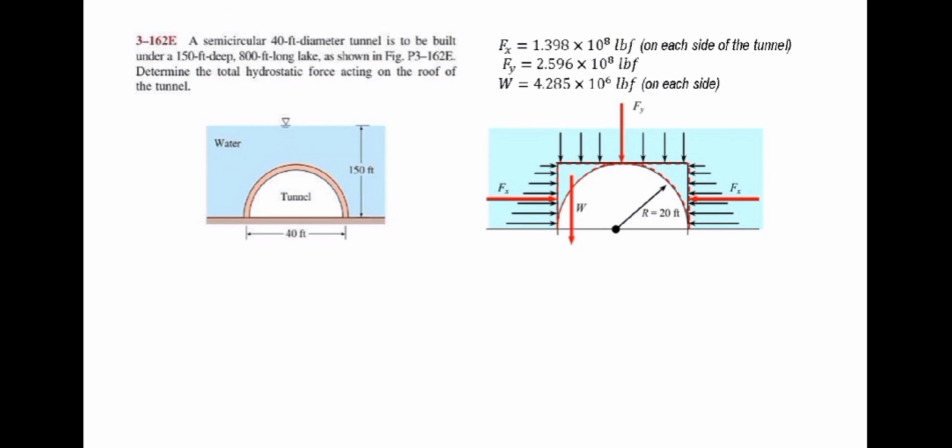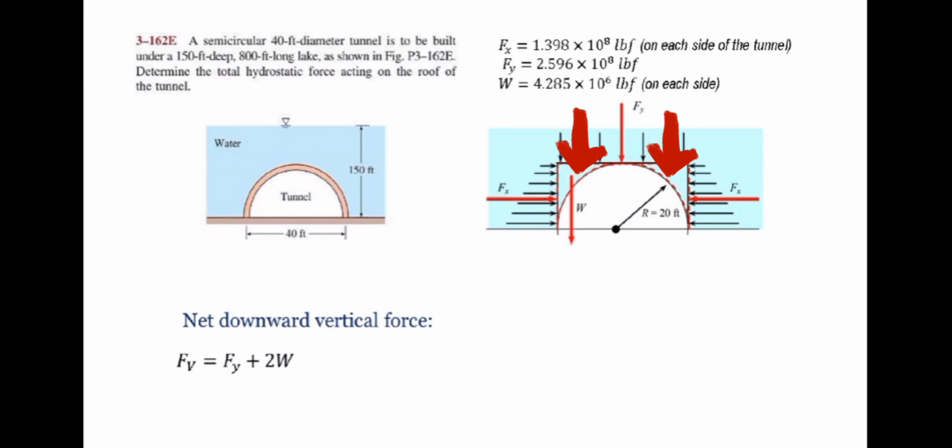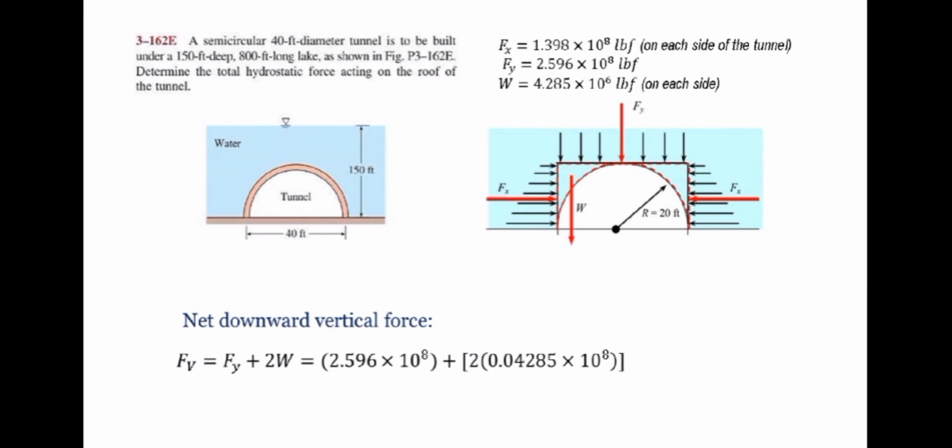Now, let's solve for the net downward vertical force Fv. In solving this, we need to add the Fy and the weights from the two sides of the tunnel. Substituting the values of our variables there. After that, let's calculate the values and it would result in 2.64 times 10 raised to the power of 8 pound force. So that is the net downward vertical force acting on the roof of the tunnel.